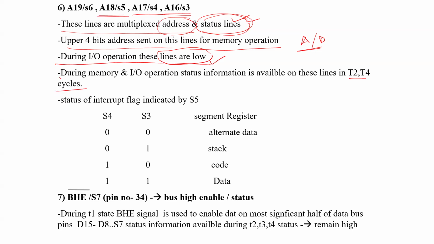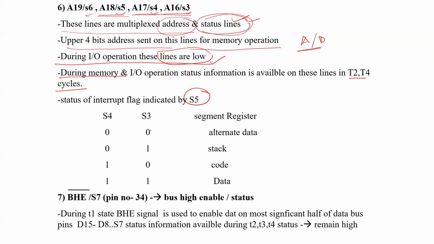If I want to do work with memory related operations, we have to do this. So the status of the interrupt flag is indicated by S5. So there are 4 status signals: S3, S4, S5, and S6. First we discuss S3 and S4.